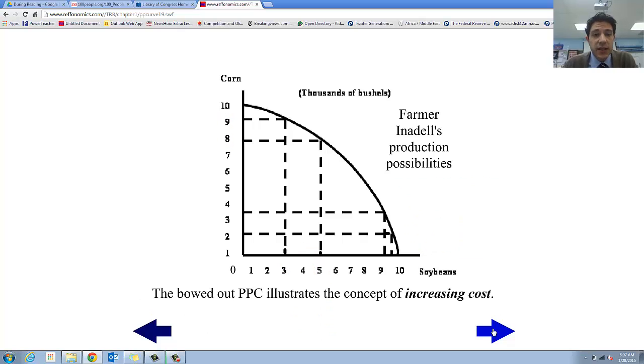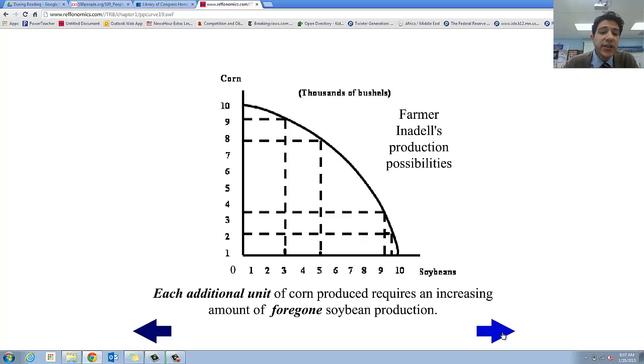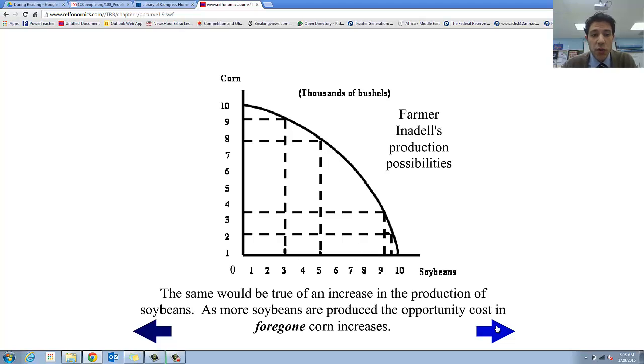So the bowed out PPC, or PPF, illustrates the concept of increasing cost. As she keeps increasing the amount of corn she produces, she keeps increasing the amount she loses in soybeans. And it would go vice versa. And that's why it's bowed out there. So each additional unit of corn produced requires an increasing amount of foregoing soybean production. So each unit of corn that she keeps on producing, we lose ever increasing amounts of soybeans. Right? We lose those.